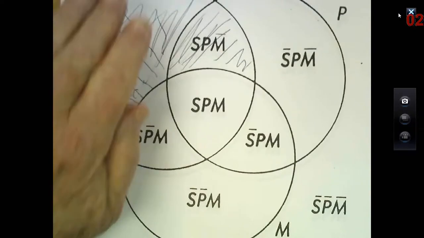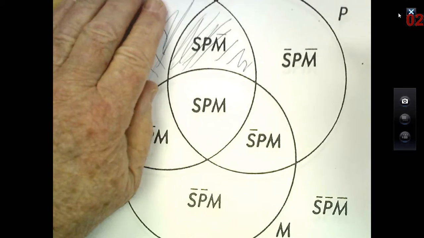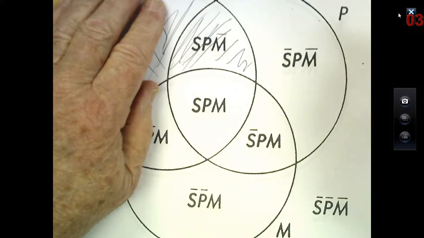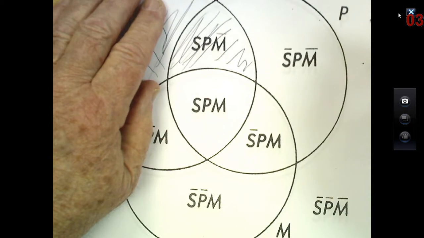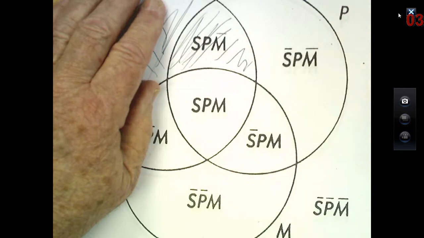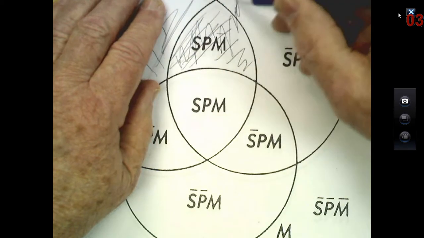Now, what's my minor premise say? Jake? Lawyers? Read it to me. All lawyers are golfers. That's the minor premise, right? All lawyers, P, are golfers. So what would I do? I'd shade this part in. Start here and shade all this in.